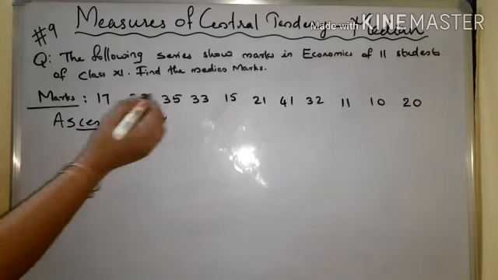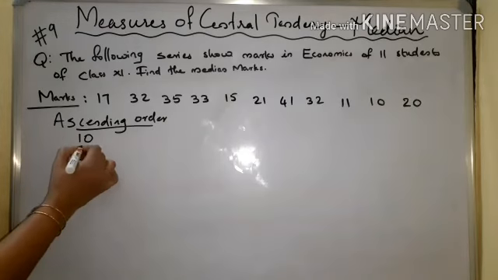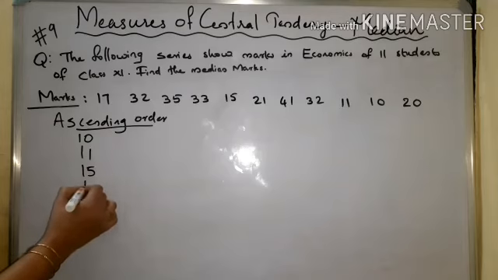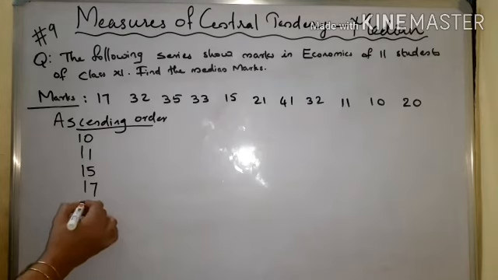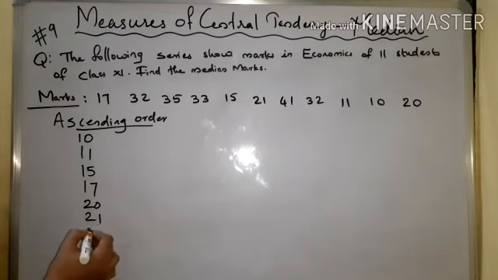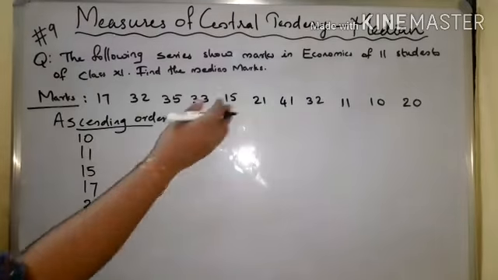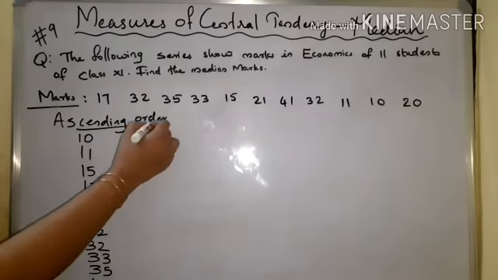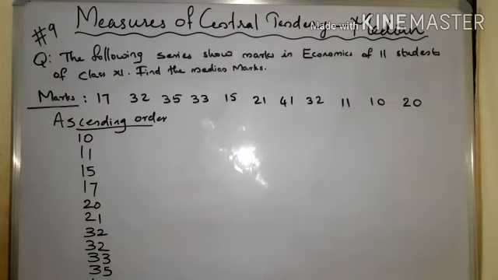Ascending order: the least value, the starting value, 10, next one is 11, then 15, 17, 20, 21, next value 32, again 32, then 33, then 35, and the last value is 41. So all this data we arranged into ascending order. You can also arrange this data in descending order.